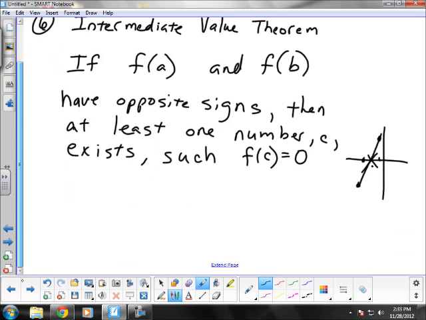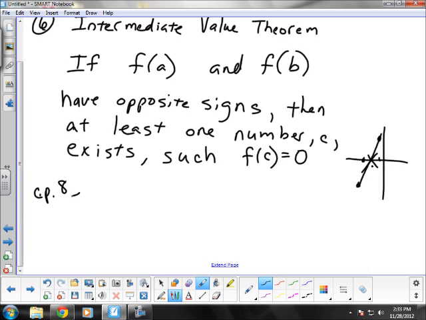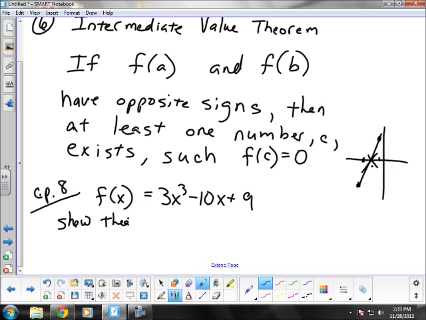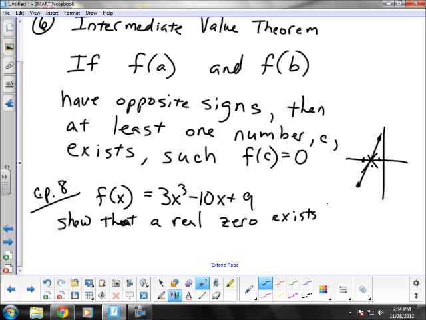Okay, checkpoint 8. Says if we have a function f of x that's 3x to the third minus 10x plus 9, we want to show that a real number zero exists between x equals -3 and x equals -2.